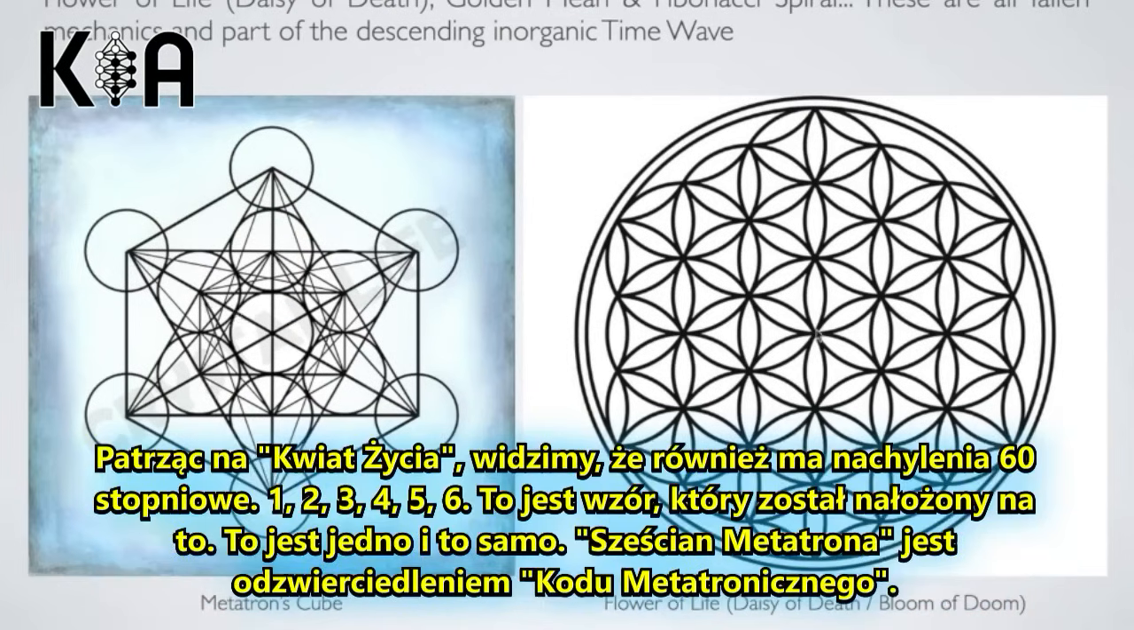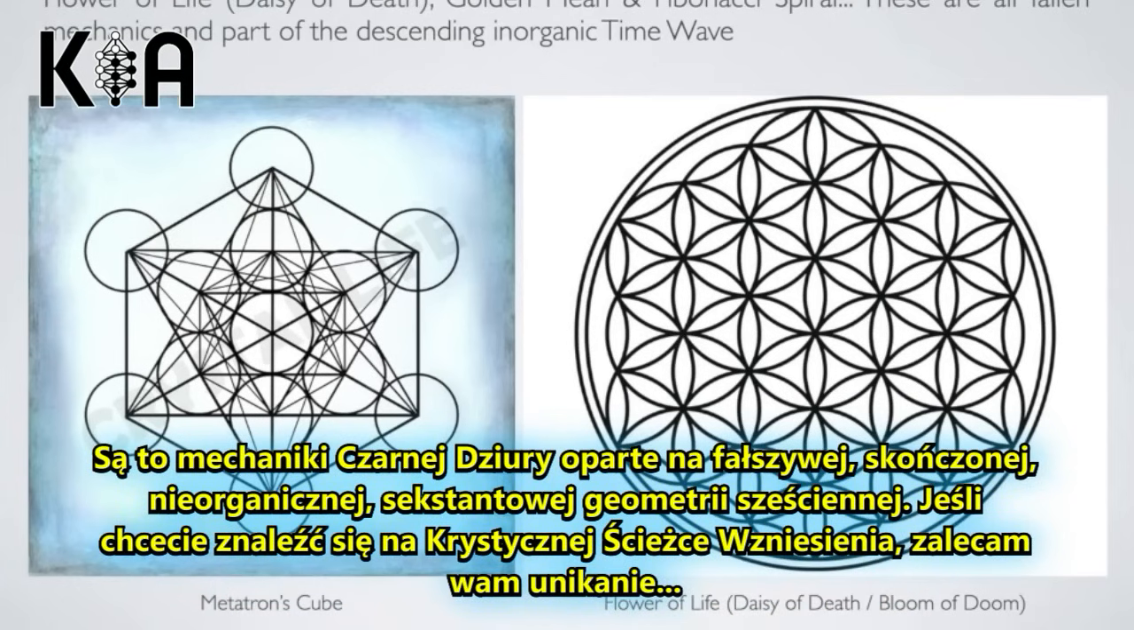And if you look on the flower of life, again, you can see that it works on 60 degree increments, and basically it's 6, 1, 2, 3, 4, 5, 6. This is just a pattern that is drawn over this. It's one and the same. So I've said Metatron's cube is a face of the Metatronic code, and to put it bluntly, is fallen black hole creational mechanics based on false finite inorganic sextant hex geometry.